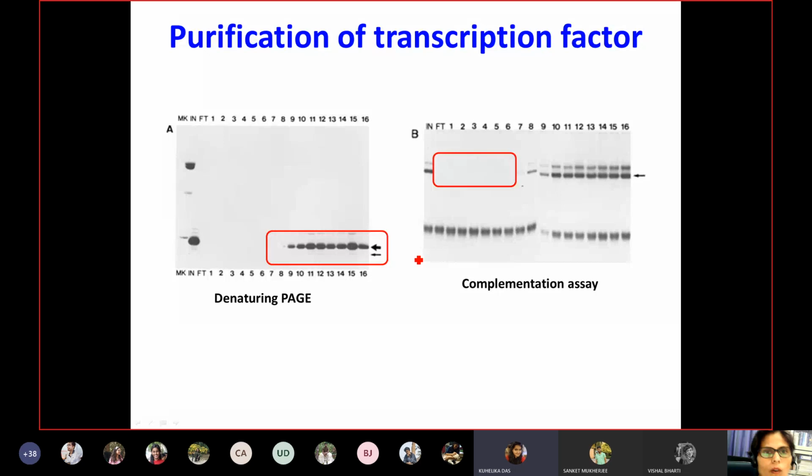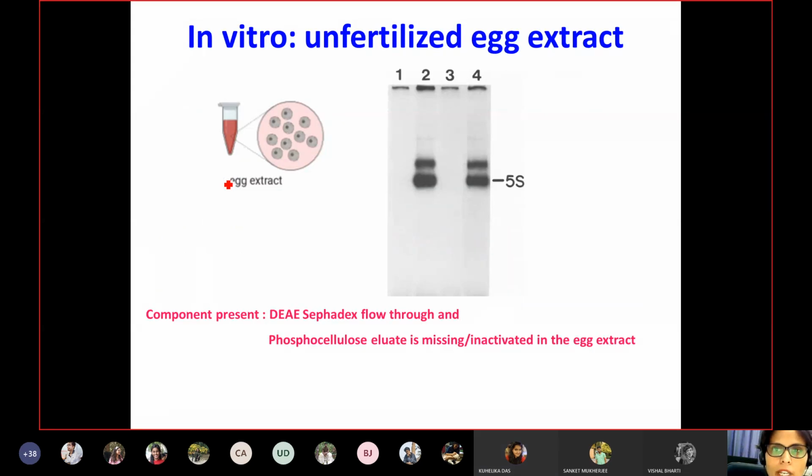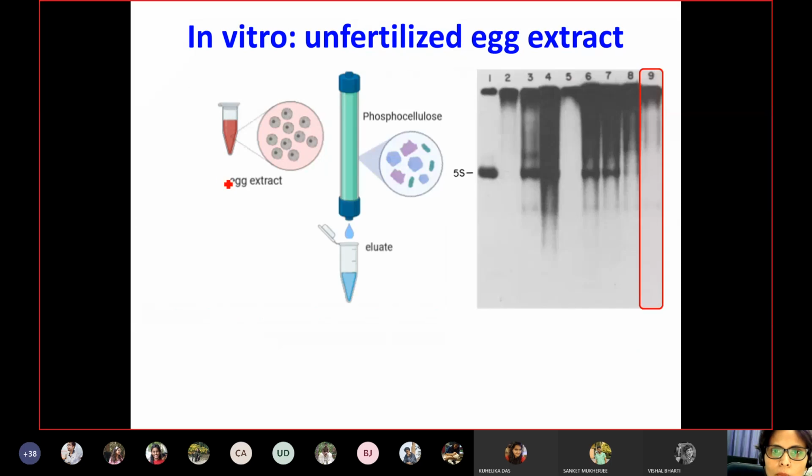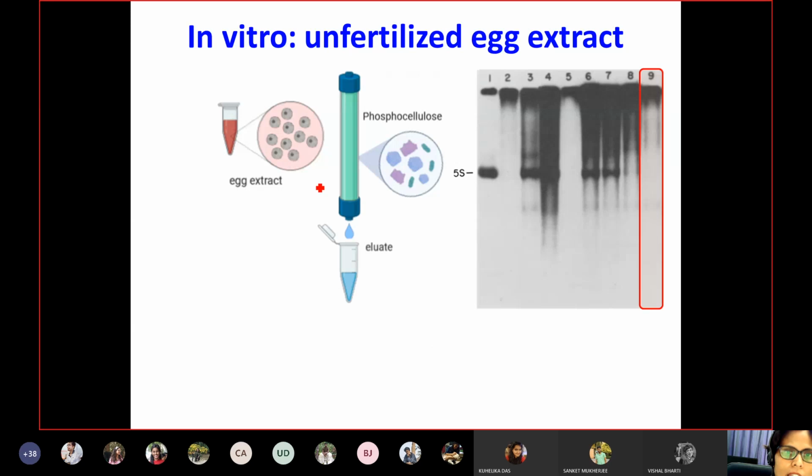Yes, ma'am. Okay, so what they did here, basically from this experiment, we have seen that most of the components, for example, this component, whatever is coming in the phosphocellulose eluate, these are the components which are missing in unfertilized egg, because when you incubate eluate together with unfertilized egg, then you are able to see a very nice transcription product. That means something is there in the eluate of phosphocellulose, which is leading to the specific transcription of egg extract.